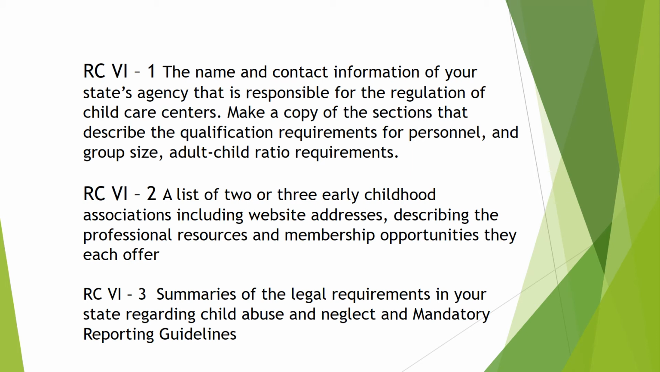Resource 6.2, this will be a list of 3 early childhood associations. Again, print off the website, then describe the professional resources and membership opportunities. It's even better if you are already a member of one. Resource 6.3 are the summaries of the legal requirements regarding child abuse and neglect. Again, print off the website and the page that gives mandatory reporting guidance.